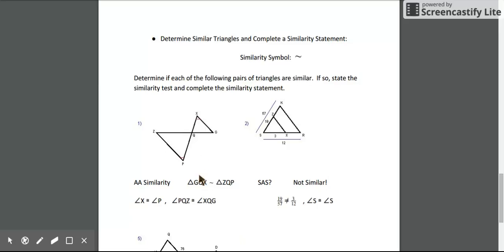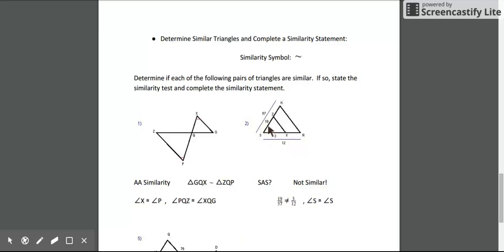So to finish off the similarity statement, if I name the first triangle GQX, I got to make sure and name my second triangle so that corresponding parts are in the same order. What corresponds with G is Z, what corresponds with Q is Q, and what corresponds with P is X. Let's take a look at this second one.